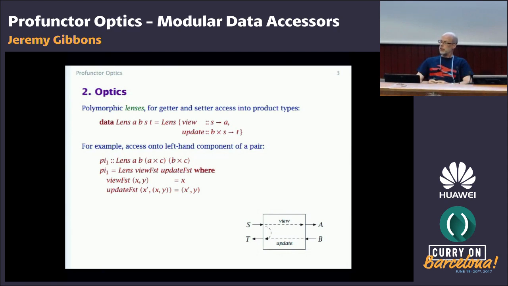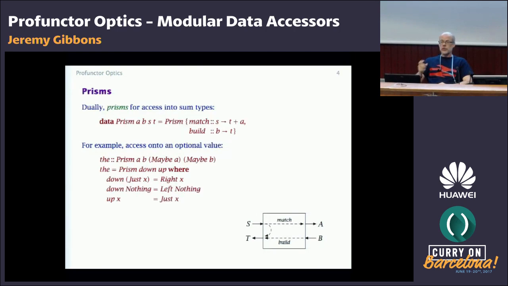So in the middle of the slide is an example lens. This is the lens onto the A component of an A cross C pair, and the view function gives you the first component of the pair, and the update function takes a new value for the first component of the pair and an old pair and throws the old left-hand component away and puts the new left-hand component in its place. So, I'm going to call that lens pi1.